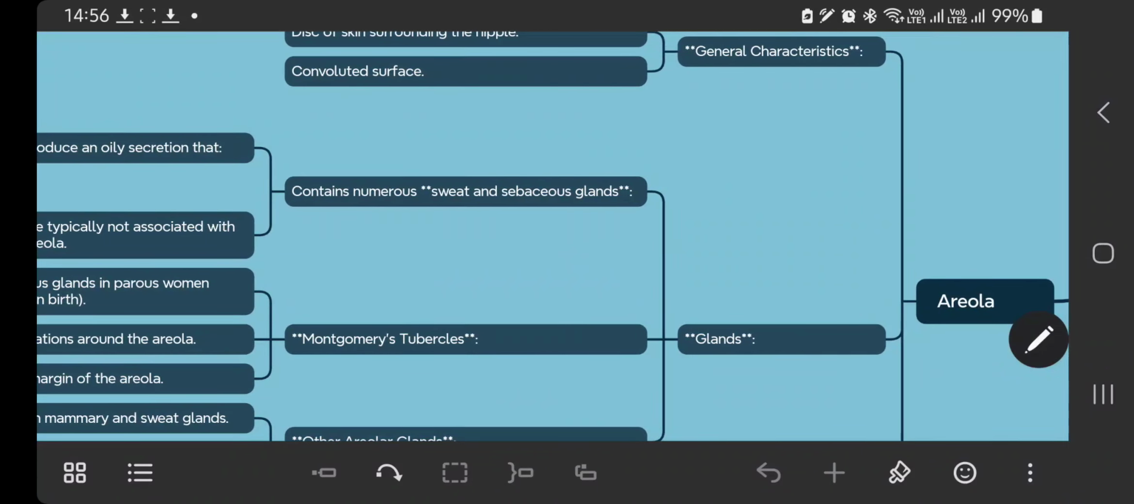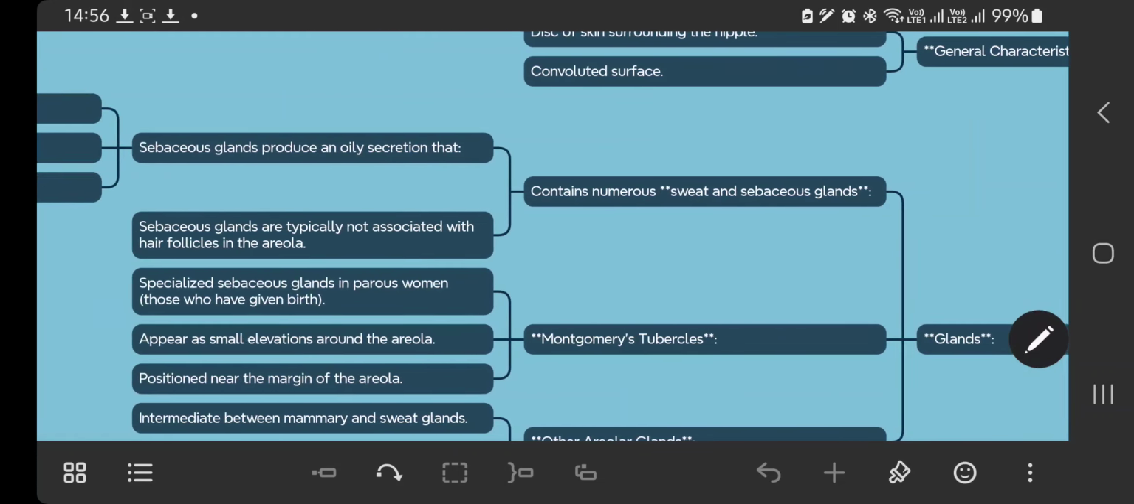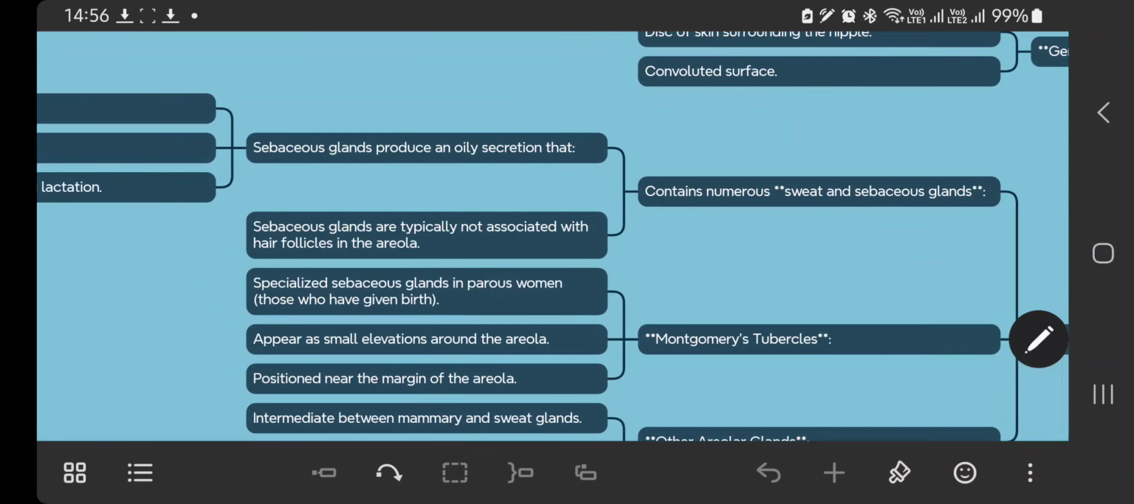What is the next part of the glands in the areola? There are Montgomery tubercles. What are they? They are specialized sebaceous glands in parous women. Montgomery tubercles, you have to remember them. They are major MCQ points.